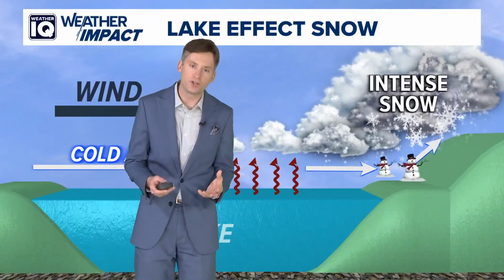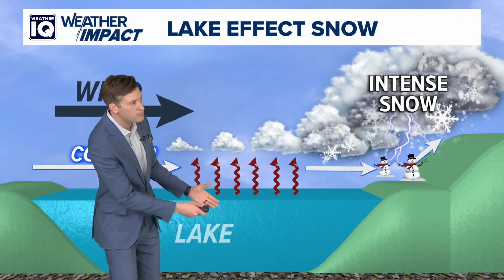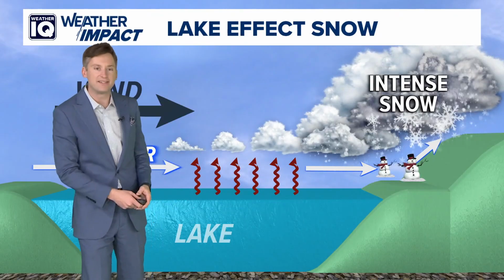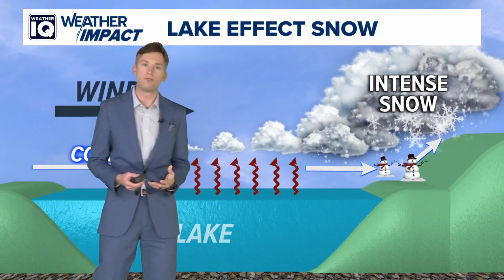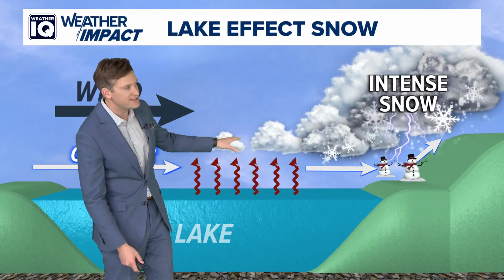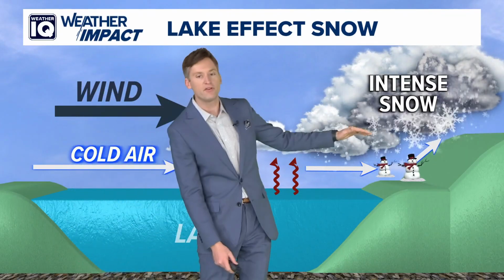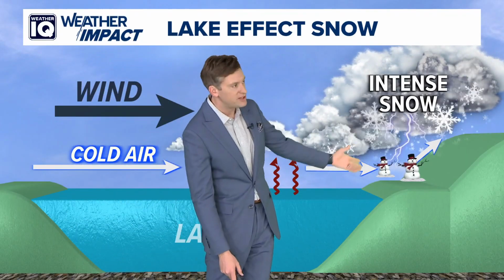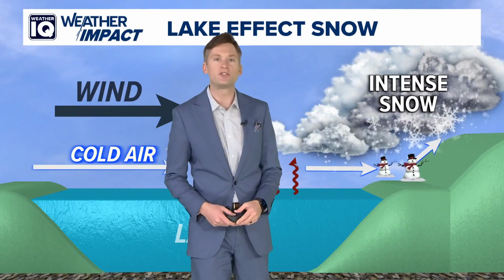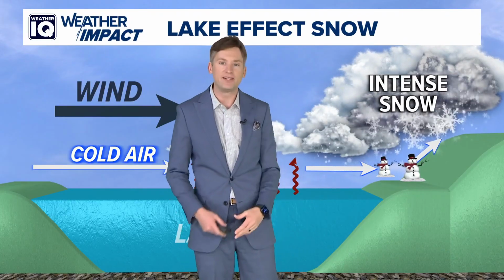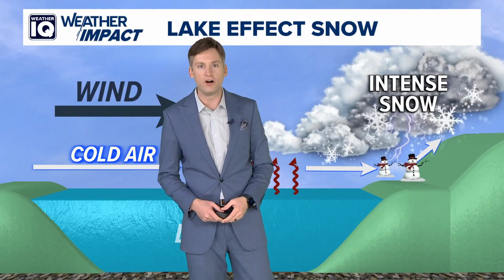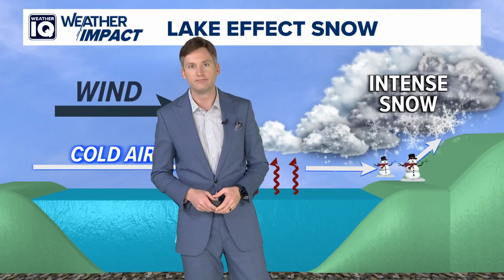So here's how it works. You have the warm lake water, and that warm, moist air from the lake rises. Meanwhile, we have cold air blowing across the lake, the longest part of the lake usually. That air condenses and forms clouds. Just on the other side of the lake, those clouds eventually form intense snow bands, and they can last for several hours, even days, and put down crazy amounts of snowfall in one particular area.